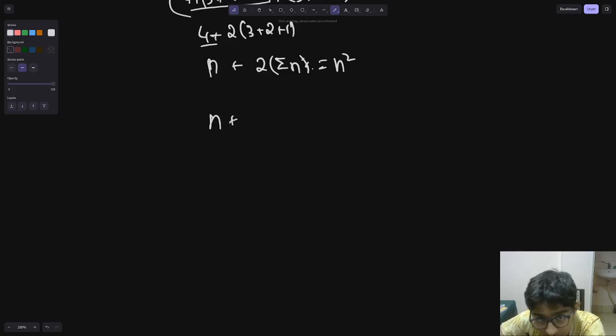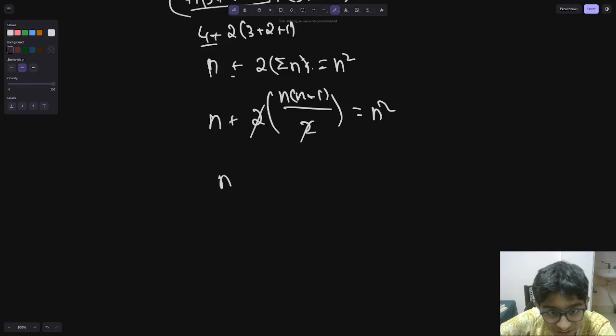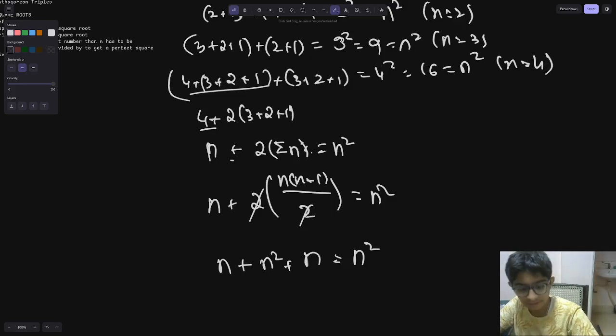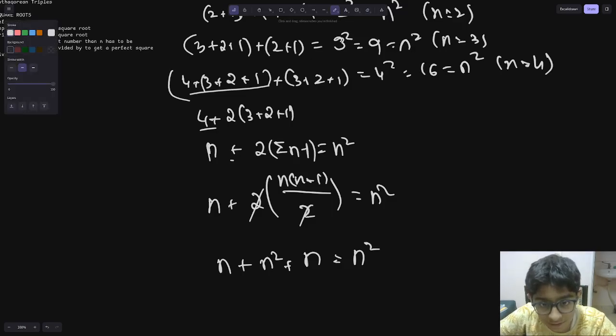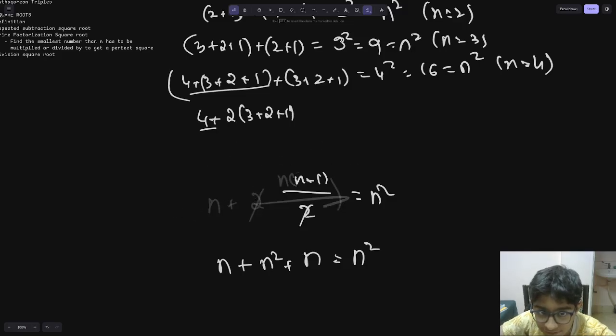Now we have 2 times, what is the general formula? N into n plus 1 by 2, right, is equal to n square. We need to prove this. Now 2 and 2 get cancelled, and we need to take n plus n square plus n is equal to n square. Am I wrong here? Yes, I am, because we need to take the sum of the first n minus 1 natural numbers, because we are not doing the sum up to the order, we are doing up to order minus 1. Or actually scrap this, I'll take this question in a different way.